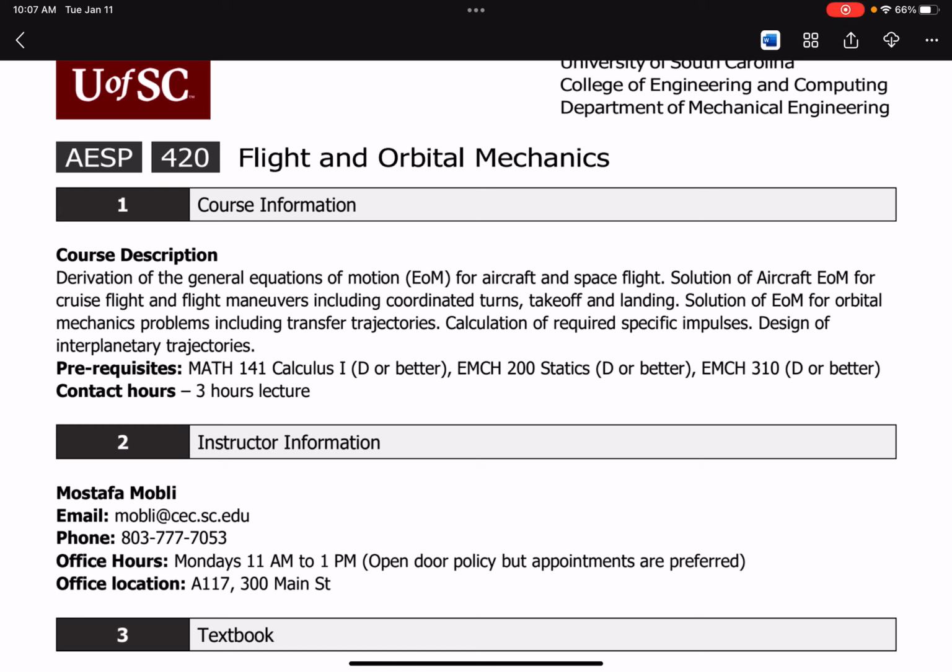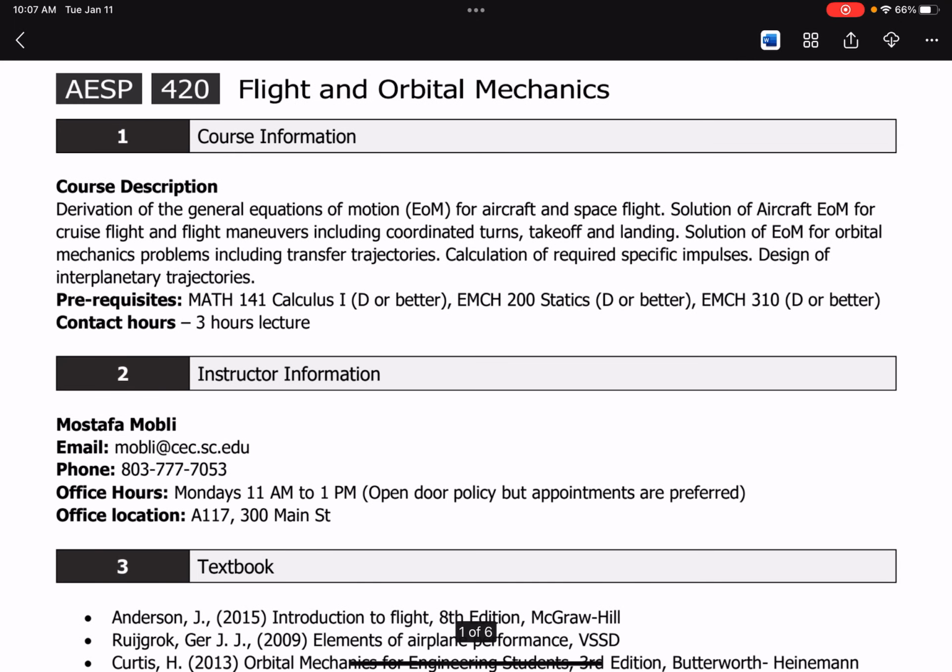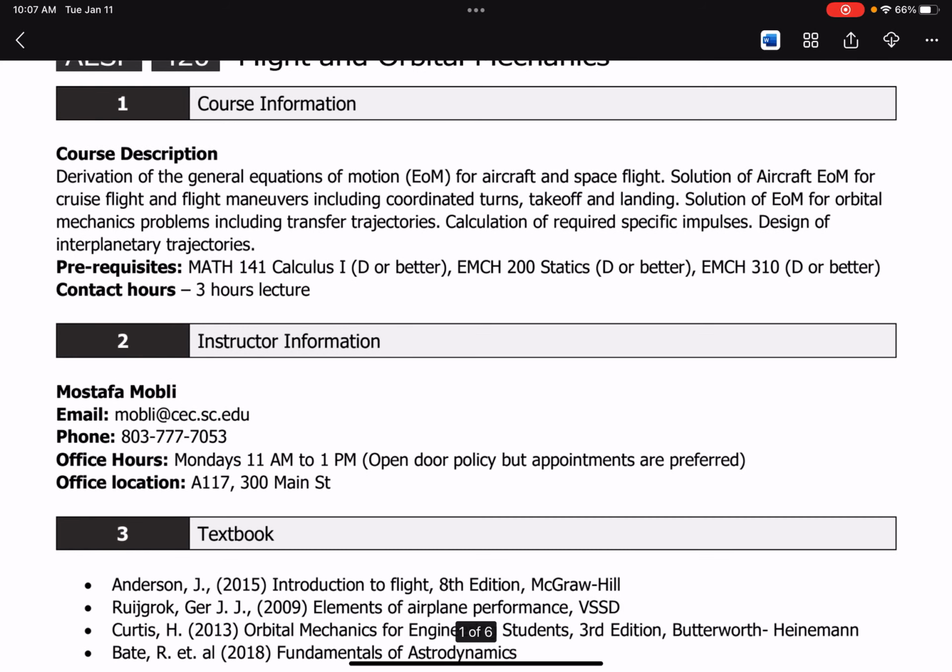It is a very interesting course. I really like the course myself. And the course has 2 parts, flight mechanics and orbital mechanics. This is the only course in which you will get some exposure to space. Like half of the class is orbital mechanics, so you will see a lot of space-related stuff for half of the class. You should be very well-versed in mathematics.